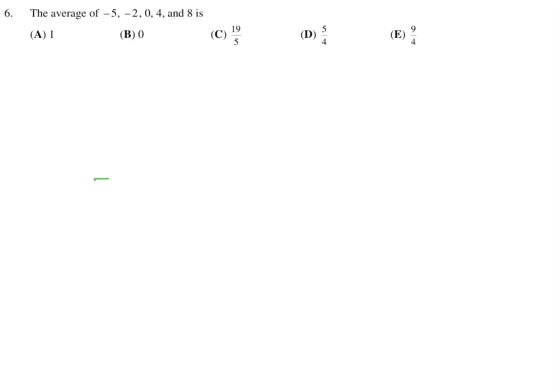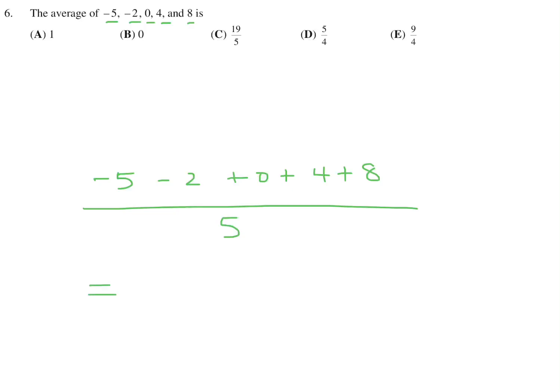The average of -5, -2, 0, +4, +8 is, well, you add up all the numbers, and then you divide by how many numbers you have. In our case, we have 5 numbers. The numerator adds up to 5, and the denominator is 5. Therefore 5 divided by 5 is 1. So the average of these numbers is 1, choice A.